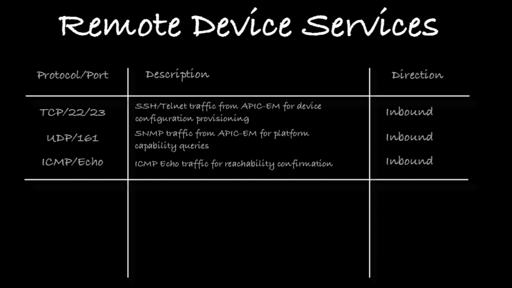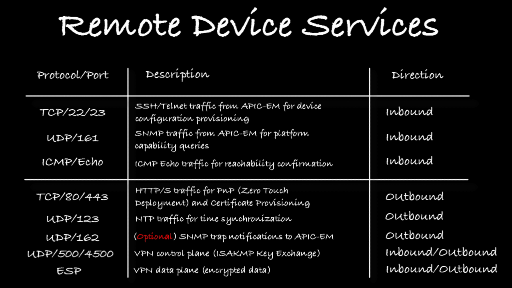Just like APIC-EM, remote routers also have a set of services that need to remain open for proper operation. These may require security policy updates as well as NAT and PAT forwarding. TCP port 22 and 23 need to be allowed inbound towards the remote device for configuration provisioning purposes. Likewise, inbound UDP port 161 should also remain open to allow APIC-EM to query the remote device for platform capability. For reachability checks, ICMP echo need also be allowed.